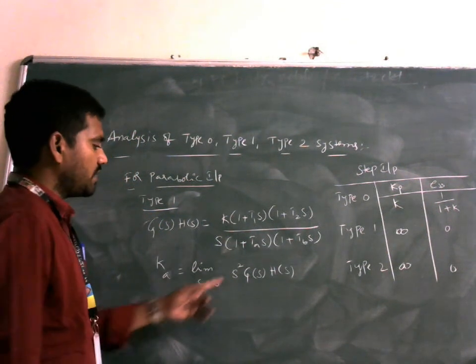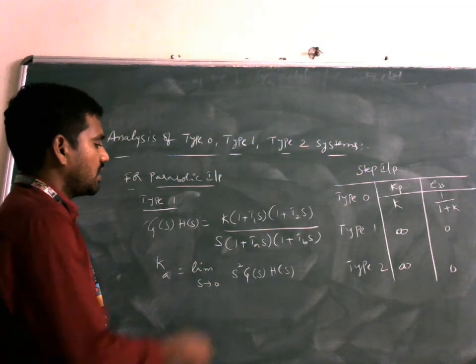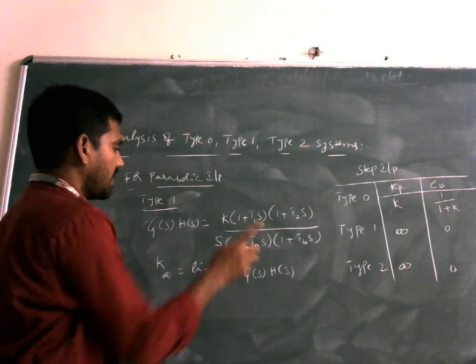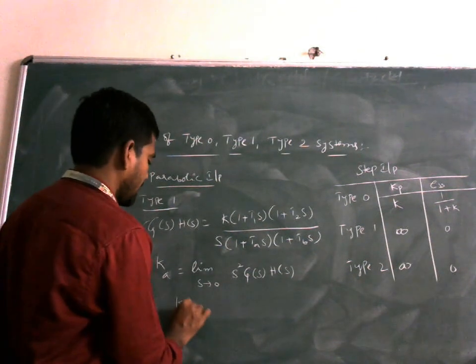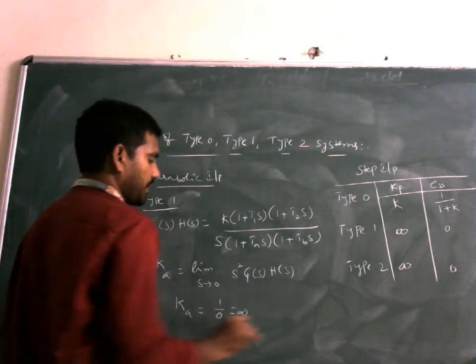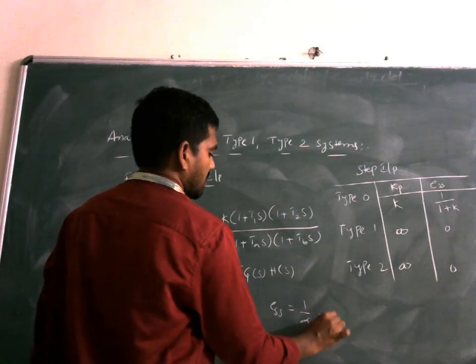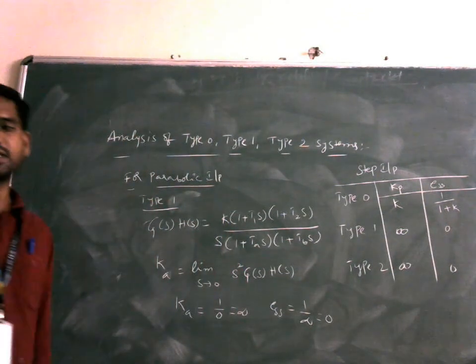Now what will happen again? s squared is nothing but, and in the denominator you are having 1 by s. So again it becomes 1 by 0, that is an infinity, and ess becomes 1 by infinity, which is equal to 0. This is our type 1 system.